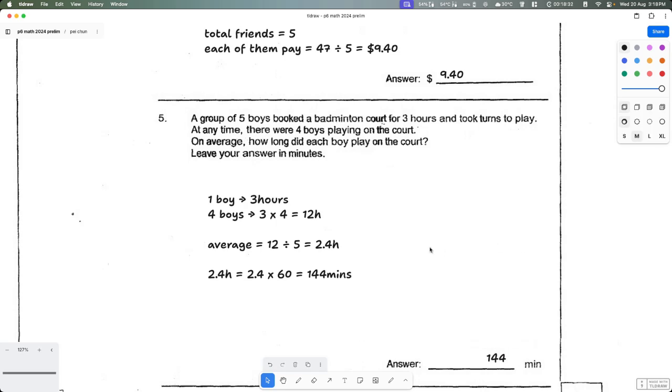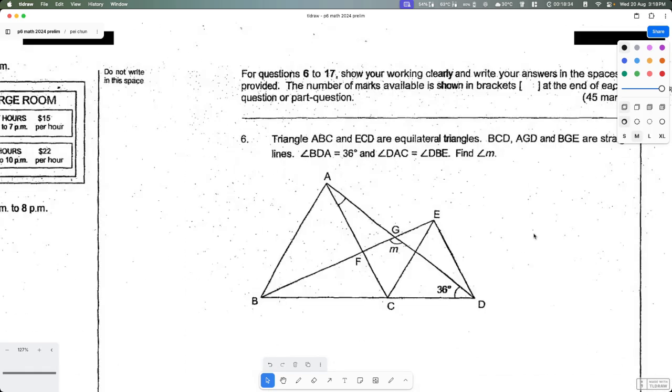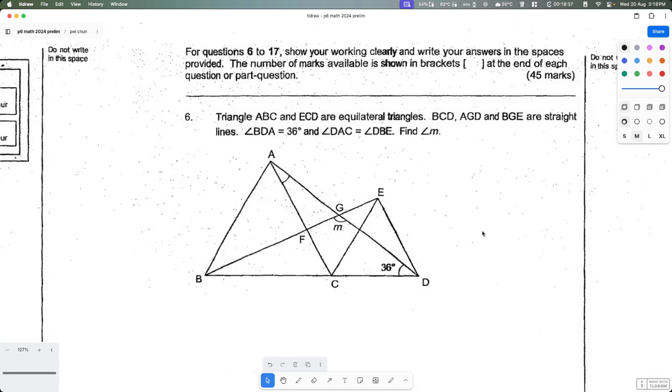Okay, let's move to the next question, question number 6. Right, so it says here triangle ABC and ECD are equilateral triangles. So ABC, oops, just draw a line. ABC is equilateral, and ECD, this one, and also this one as well. Okay, so BCD, AGD, and BGE are all straight lines, right? So this one, and this one.